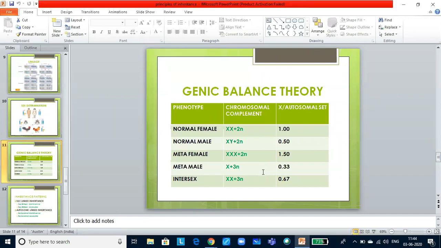If the ratio is 1, it is a normal female. If it is a half or 0.5, it is a normal male. If it is 1.5, it is a meta female. If it is 0.33, that is less than 0.5, then it is a meta male, and if it is greater than 0.5 but less than 1, it is an intersex. Like this, you should be able to solve the problem if it is asked in the exam.